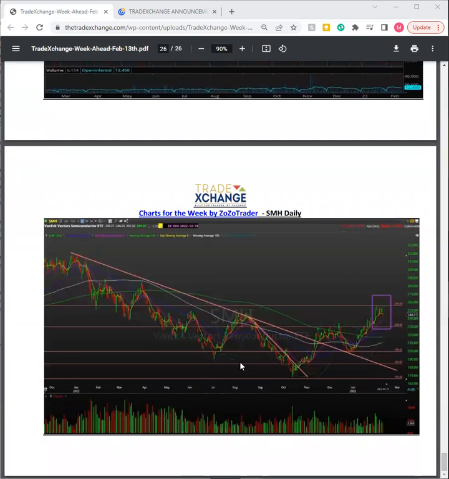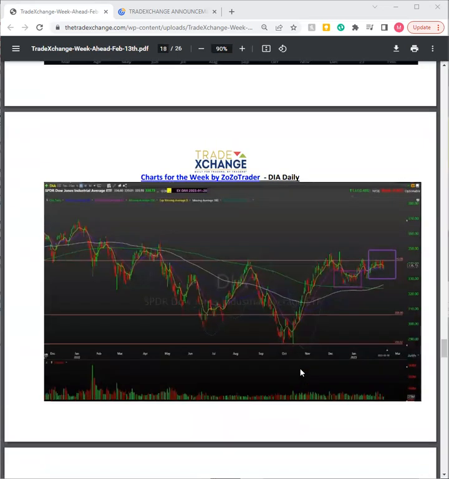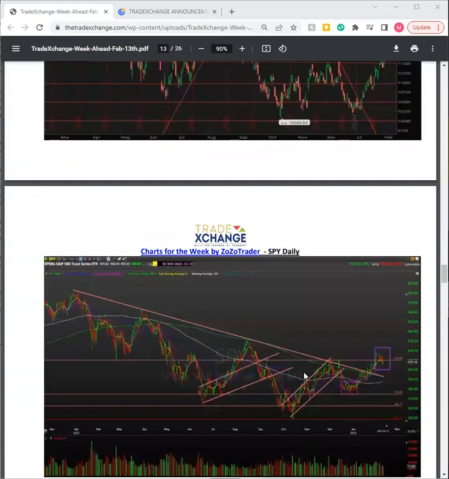And then we have the SMH daily. Another interesting chart with a nice little range being built here, closely on watch. So members, that's your week ahead report.